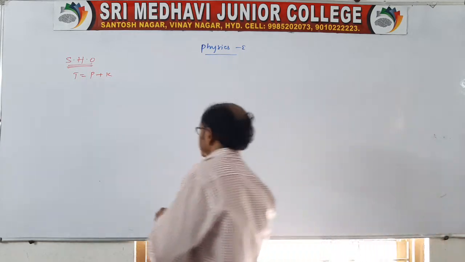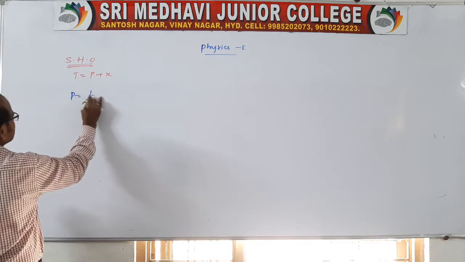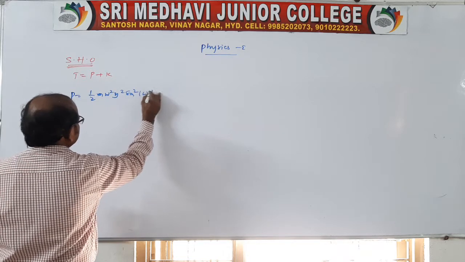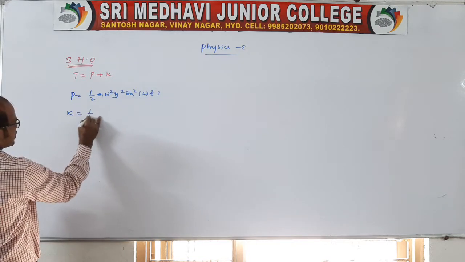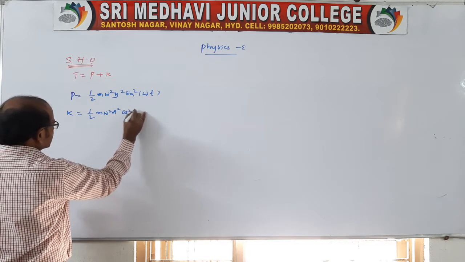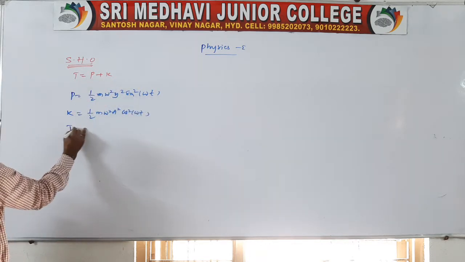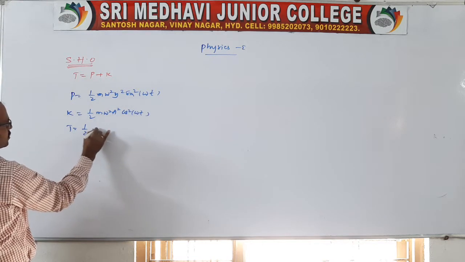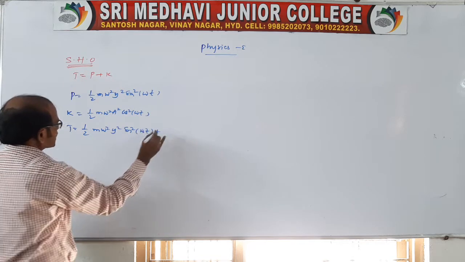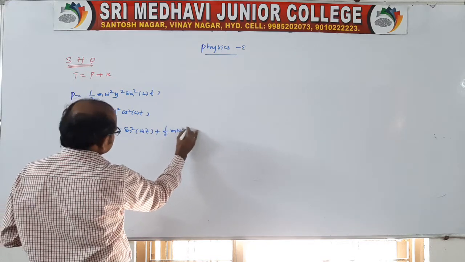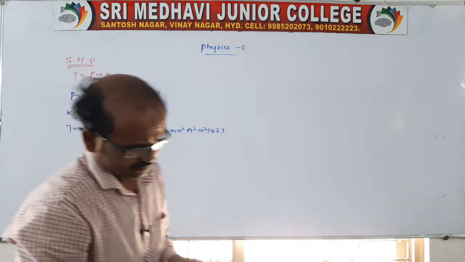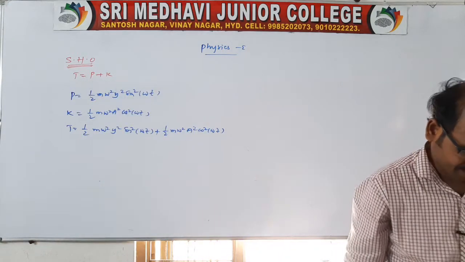Potential energy is nothing but half m omega square y square sin square omega t. And what about kinetic energy? Half m omega square a square cos square omega t. Here the total energy will be the sum of both: half m omega square y square sin square omega t plus half m omega square a square cos square omega t. Of course, it is also right.